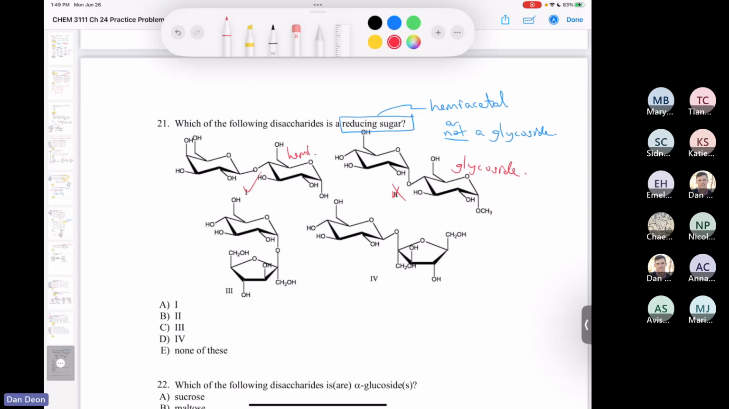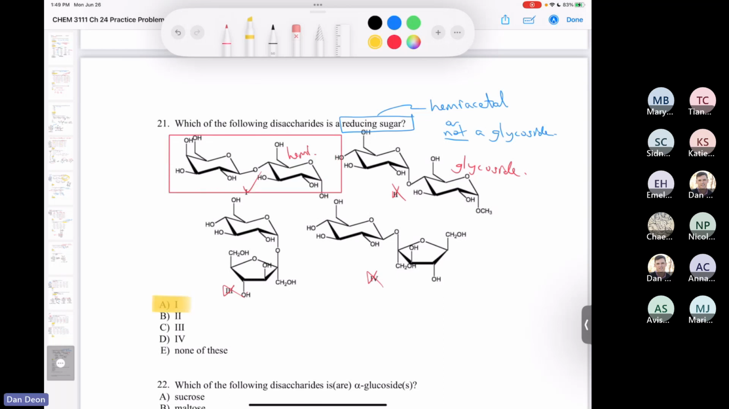And let's see, the last one here, is that a reducing sugar? No, because there's no acetal in there. There's no hemiacetal in there. No, there's no hemiacetal in either of these. Okay, so the only one that has a hemiacetal in it is the first one. So the answer for this one has to be number one.